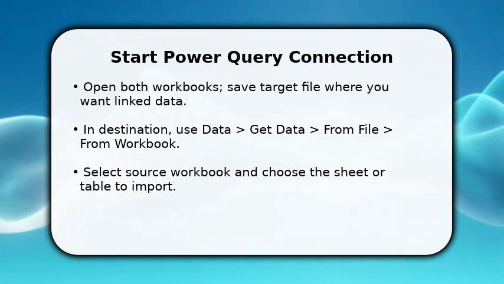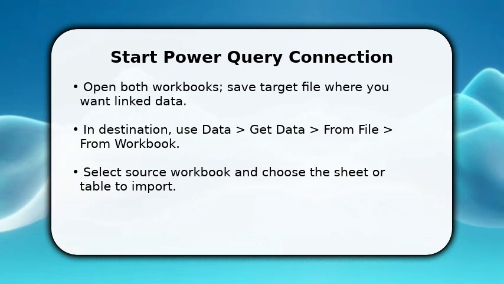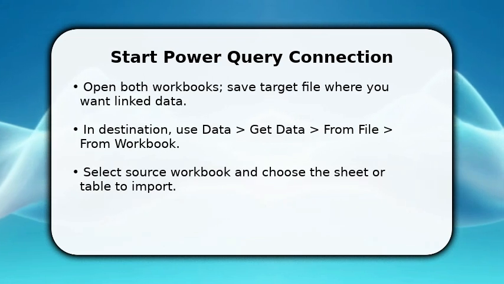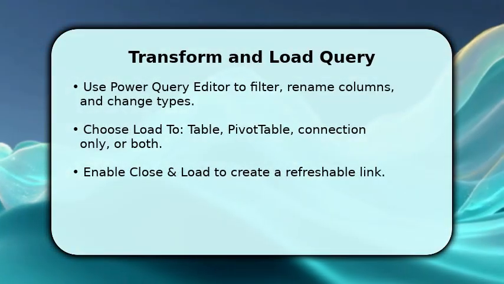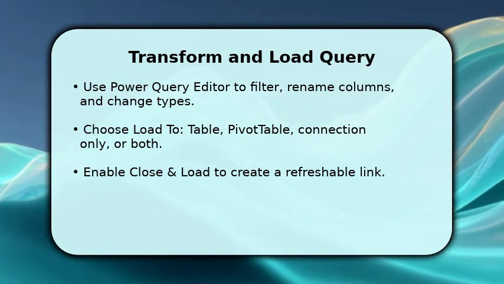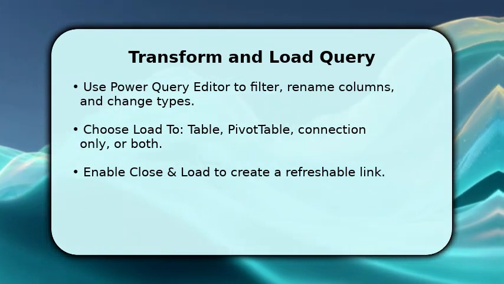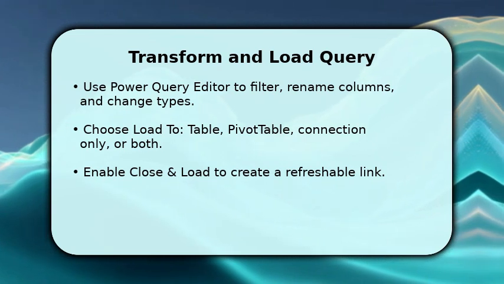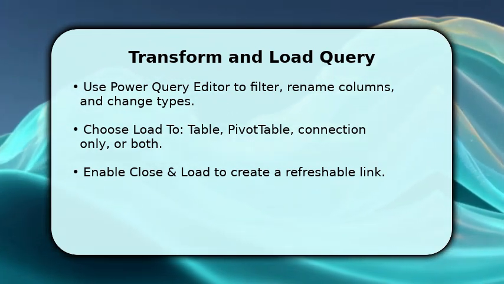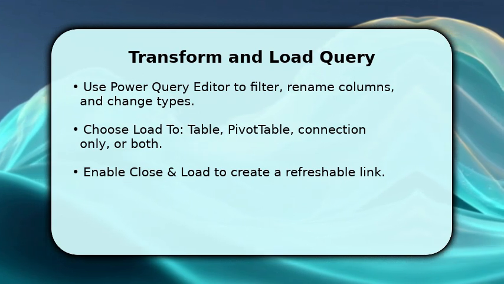Once you choose the table, click Transform Data if you need a quick filter, or Load to bring data directly into your workbook as a query connection. Once the preview opens in Power Query Editor, you refine the data. Remove columns, rename headers, change data types, and filter rows so only needed records flow through. These steps matter because a lean query refreshes faster and reduces errors.